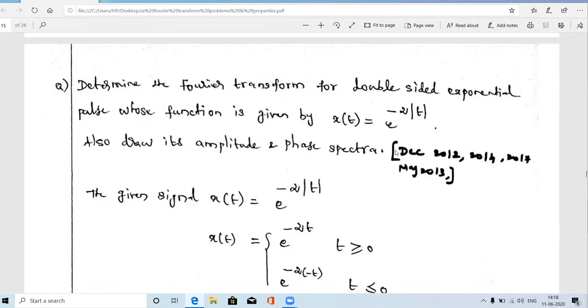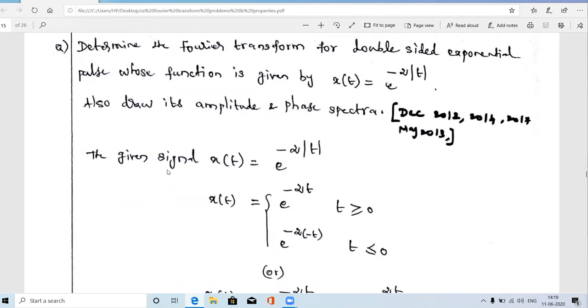So it's a very repeated question. This question may ask for either e power minus a modulus t, or e power minus some constant b into modulus t, or the value of a is given as some 2 or 1 or 3. So this question is a very repeated question. You see, it was asked in 2017, 14, 13, and 15, there is an e power minus a modulus t question. So now we are going to solve this problem.